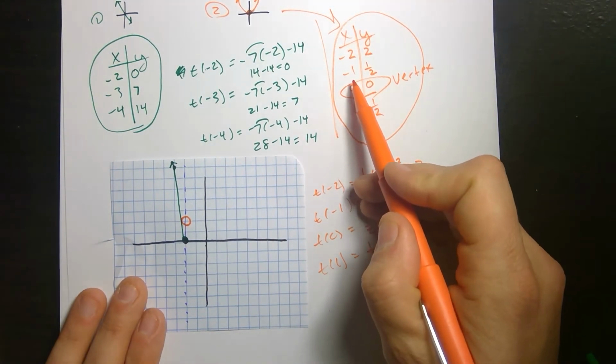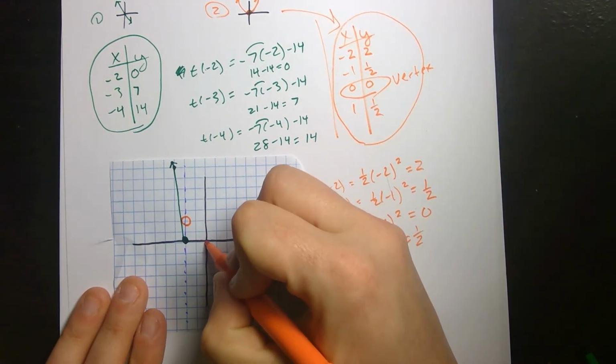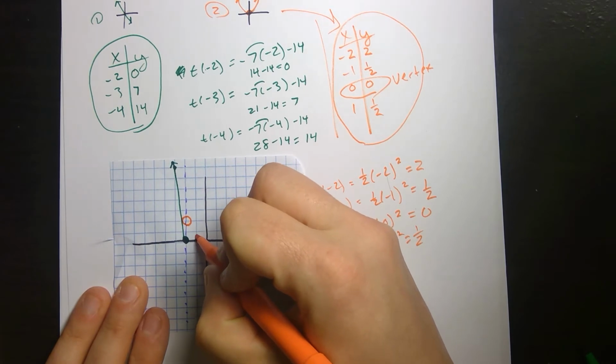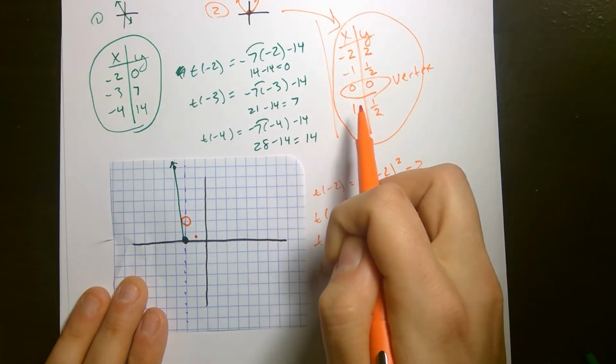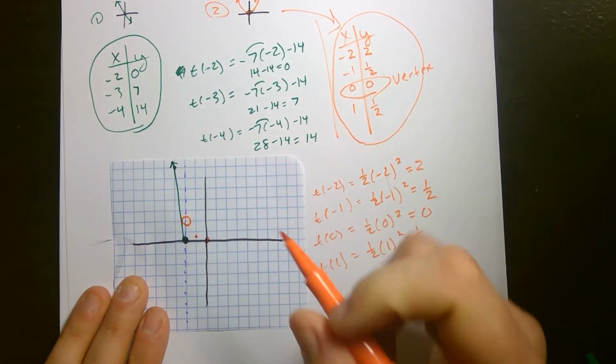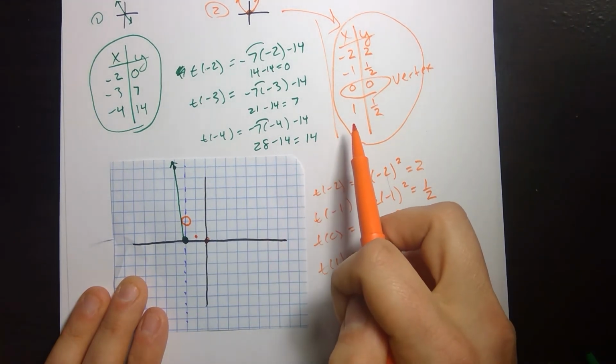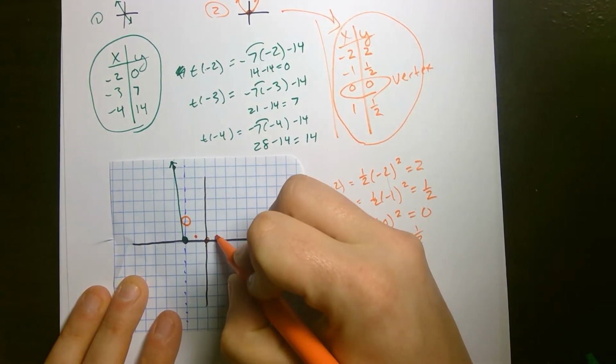And then I graph the point negative 1, 1/2. So back to the origin, over 1 and up about 1/2. And then, of course, I have my vertex 0, 0. And then I have the point 1, 1/2. And so I'm going left, and then I'm going up 1/2.